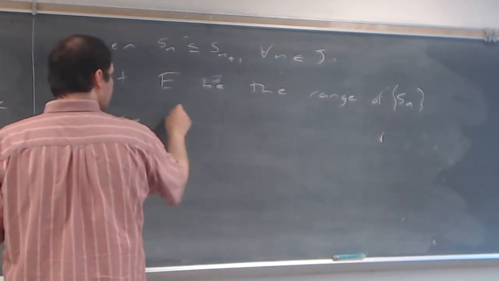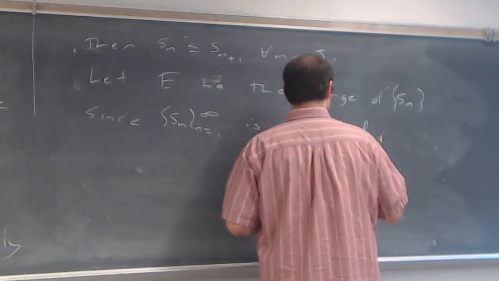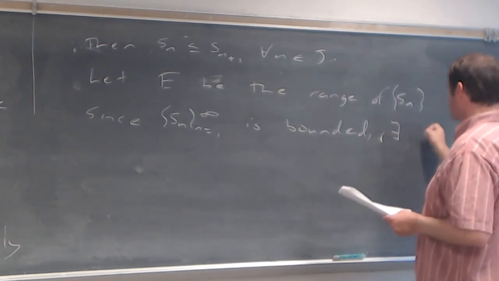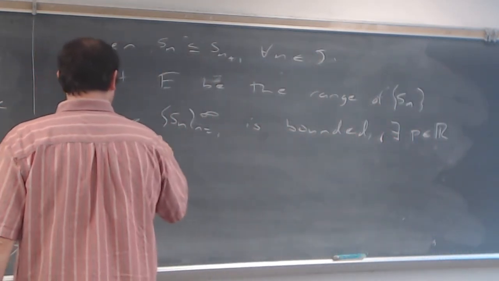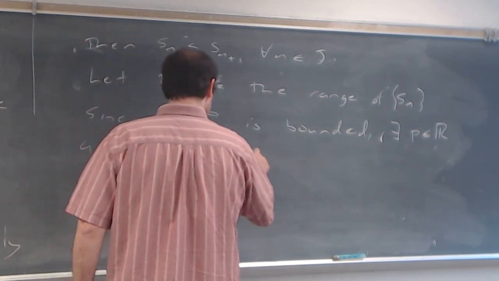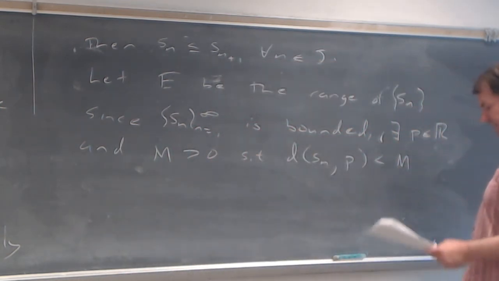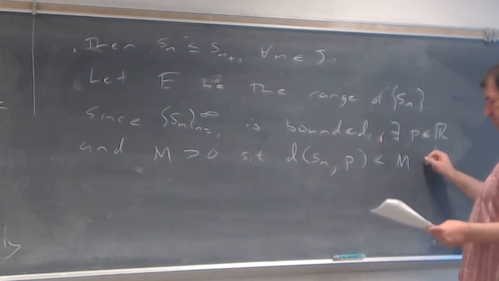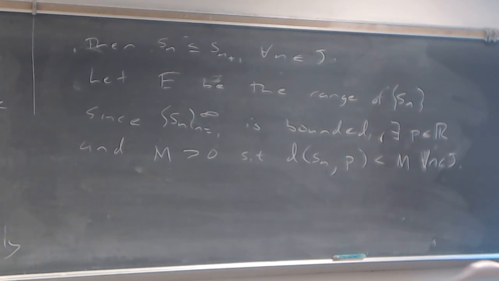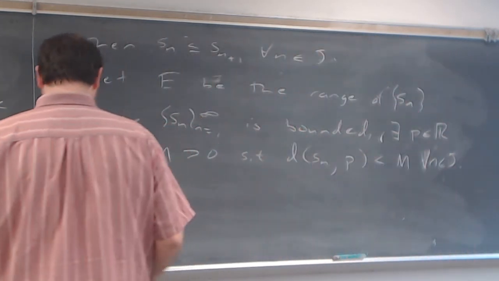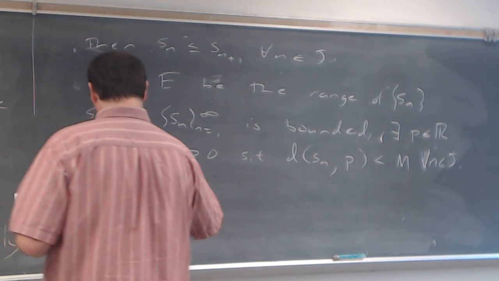Since S of n is bounded, there exists a P element of R and an M that's greater than 0 such that the distance between S of n and P will be less than M, and that's true for all n element of J. That's the boundedness part.